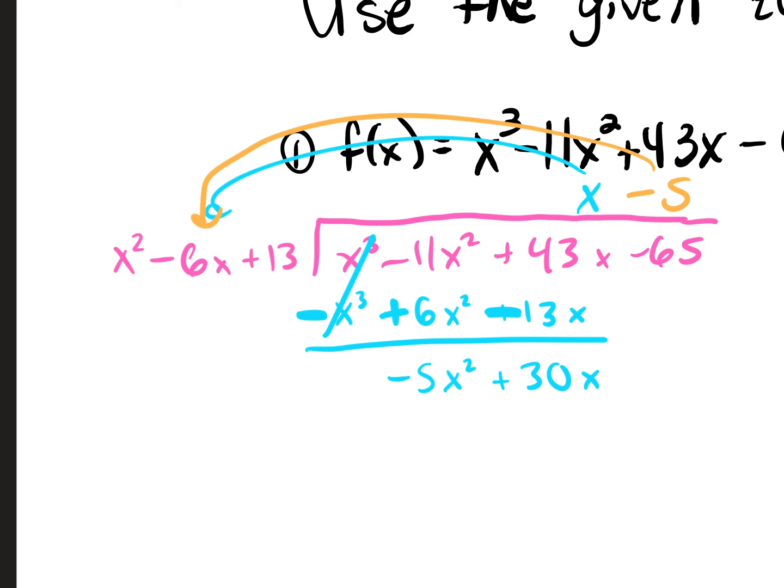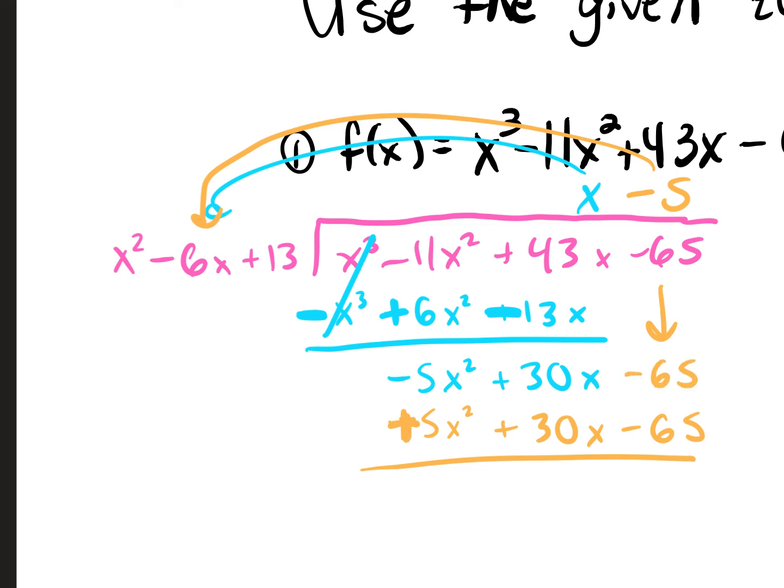So negative 5 times x squared would be negative 5x squared. Negative 5 times negative 6 would be plus 30x. And negative 5 times 13 would be negative 65. What's next? Bring down the negative 65 and change the sign. So this becomes a plus, minus, and plus.